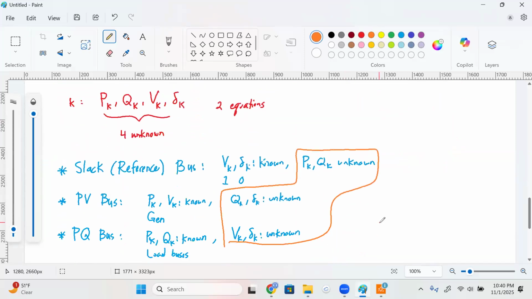This gives us three types of buses: slack bus, for which the voltage magnitude and phase angle are known, P and Q are unknown. PV buses, that are the remaining generator buses, for which I know P, I know V, I do not know Q or delta. And then PQ buses that are load buses, P and Q are known, V and delta are not known. We're going to stop here for today, and hopefully in the next class, we're going to start talking about how we will be solving these series of nonlinear equations in power flow.